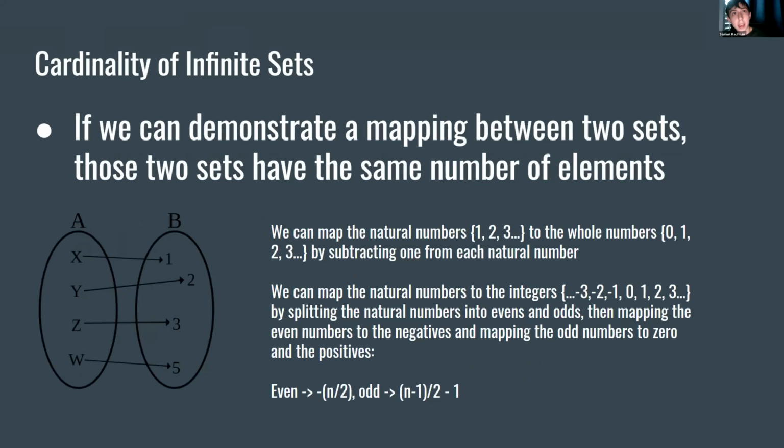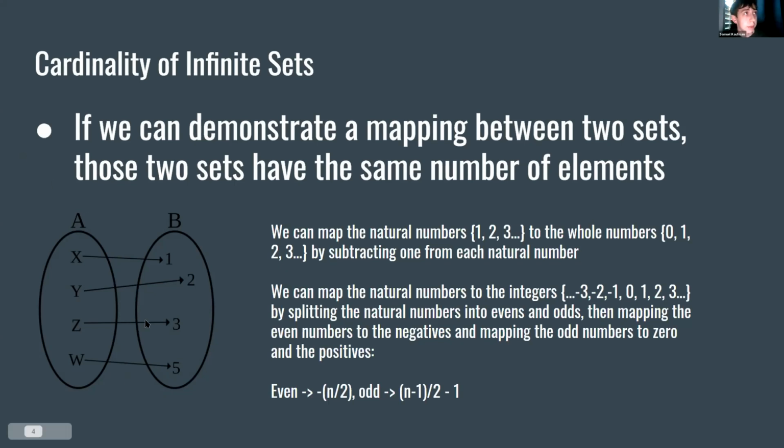So if N has cardinality aleph null, do any other sets have the same cardinality, aleph null, or any other sets countably infinite? In general, if we can demonstrate a mapping between the two sets, which means showing a correspondence between every element of one set and every element of another set, then we know that those two sets have the same number of elements, or the same cardinality. And we can do that with infinite sets. If we can show a way to correspond every element from one infinite set to another infinite set, we know those two sets have the same size.